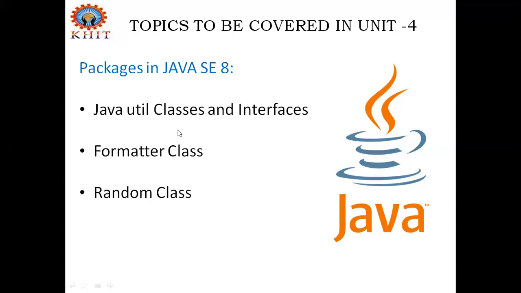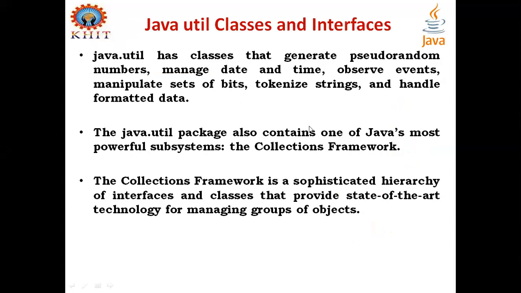Next one, Java util classes and interfaces. The util package is one of the important packages we use in all the classes we declare. It has classes that generate pseudo random numbers, manage date and time, observe events, manipulate sets of bits, tokenize strings, and handle formatted data. This package also contains one of Java's most powerful subsystems, the collections framework, a sophisticated hierarchy of interfaces and classes mainly used for managing groups of objects.